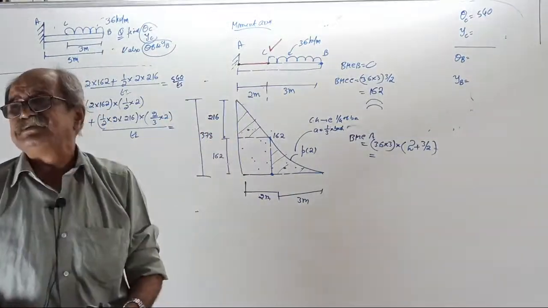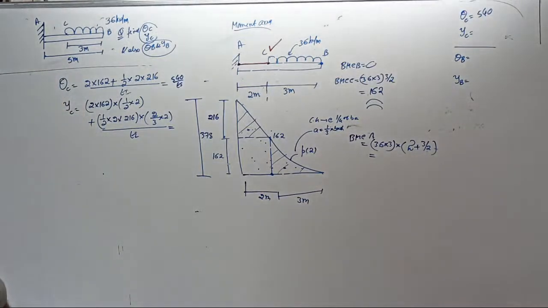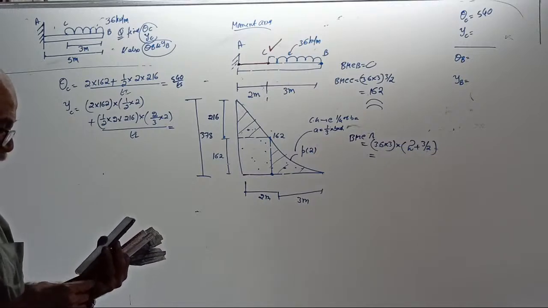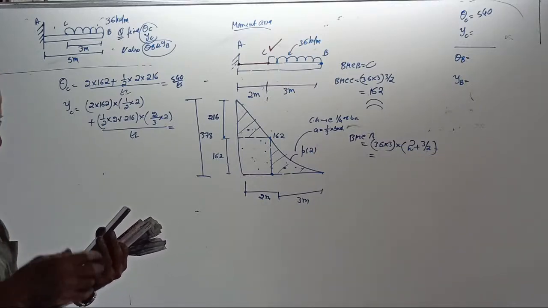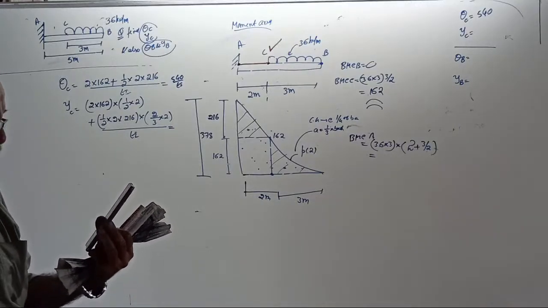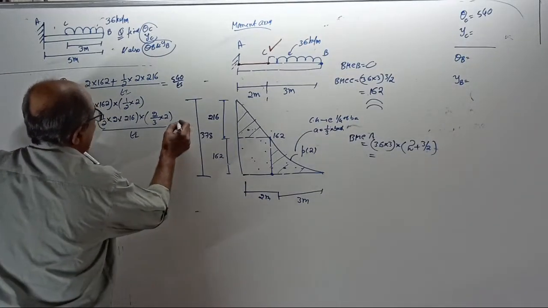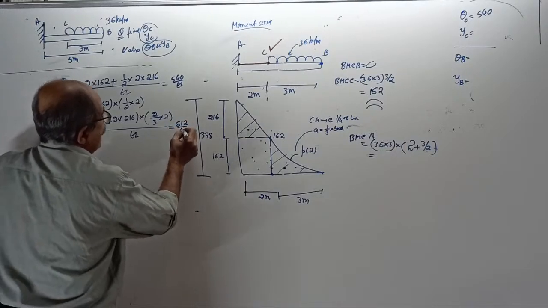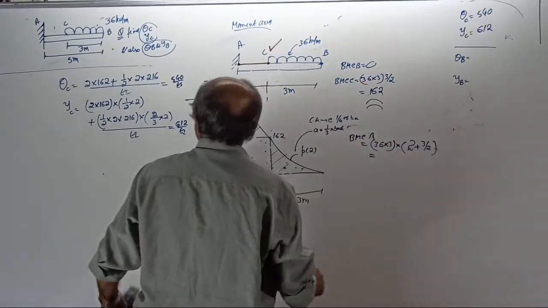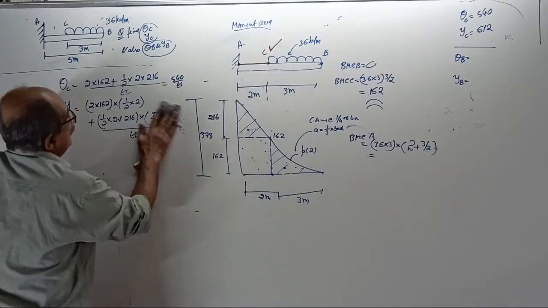I will solve by different ways now. 612 by EI. Should I have 612 by EI. Now slope and deflection are over. I will remove this one now. Why waste space? I will do it fresh now.